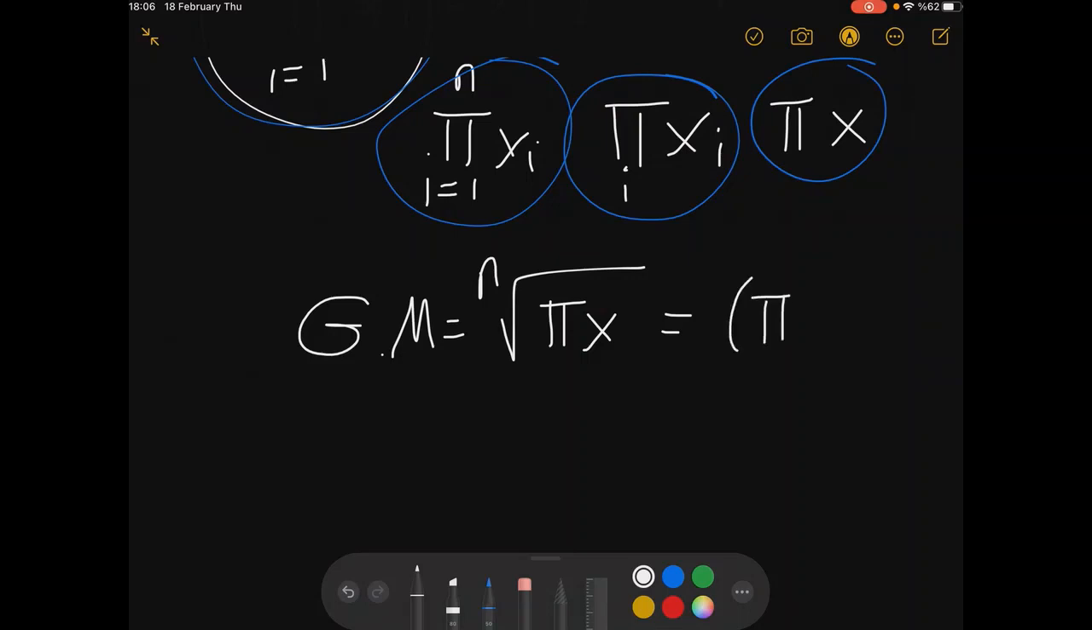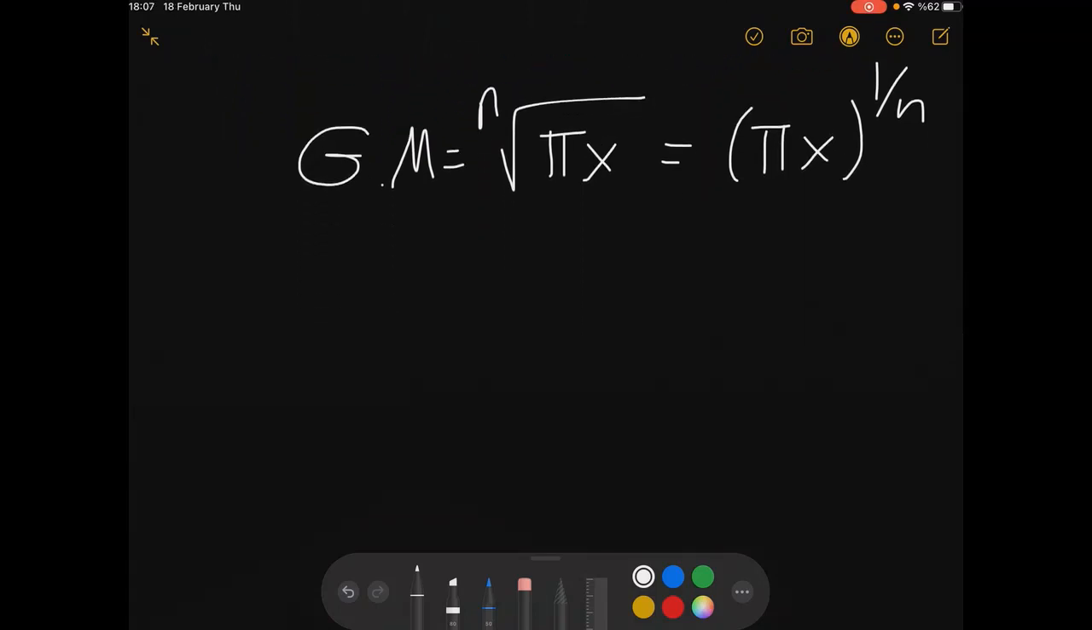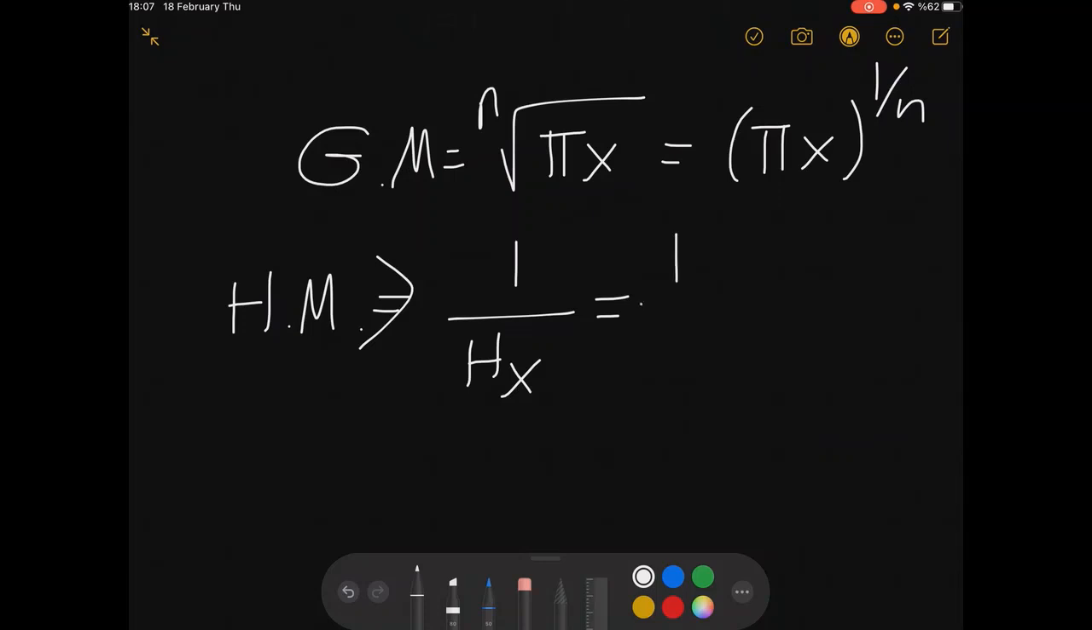Okay, x to the power of 1 over n. That's it. So this is about the geometric mean. And the other one is harmonic mean. Harmonic mean is represented like this: 1 over Hx equals 1 over n times the sum of 1 over x.